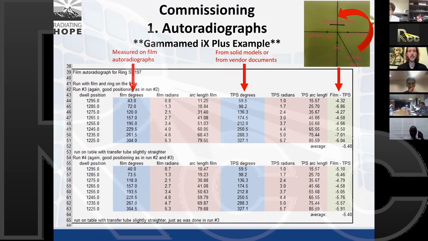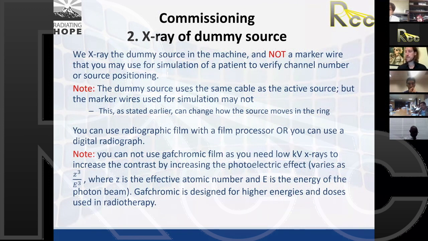Okay, so now we go to a different process of commissioning. We're going to use X-ray to commission our applicators. We X-ray the dummy source in the machine, and not a marker wire that you use for simulation of the patient, to verify channel number and source positioning. That's important. The dummy source uses the same cable as the active source, but the marker wires used for simulation may or may not, and most likely do not. This, as stated earlier, can change how the source moves in the ring. So do not use marker wires that you use for simulation. Use the dummy source in your actual afterloader.